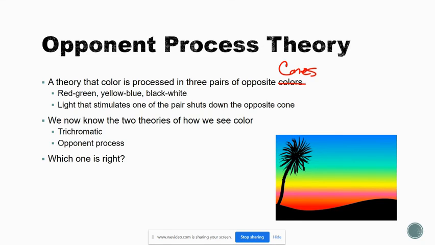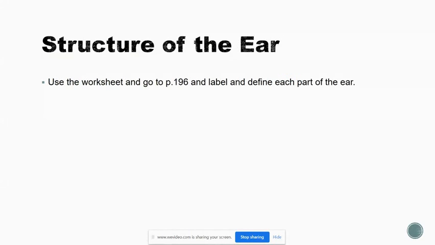Both. Both color theories are right, according to most psychologists. Both have valid theories. Both have valid findings. You can't prove one wrong. You can prove it right. They all kind of come together to make our vision. All right, so that's the end of that lecture.